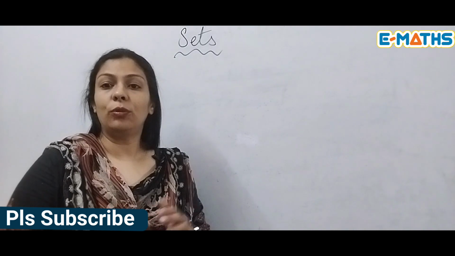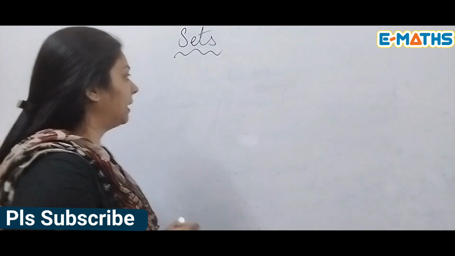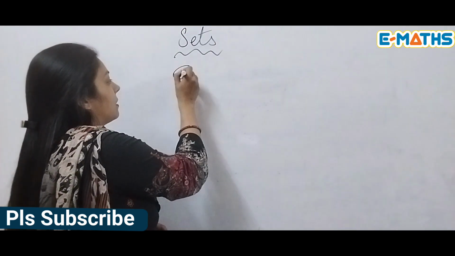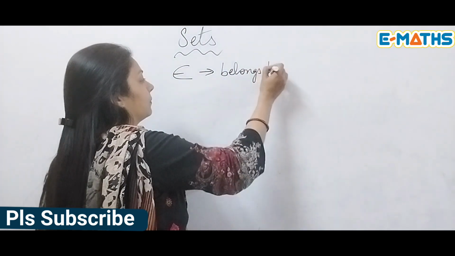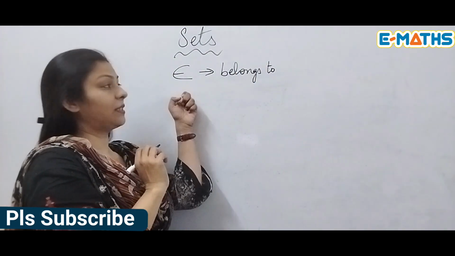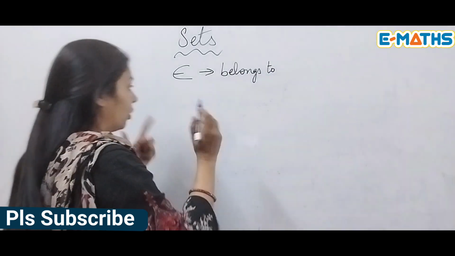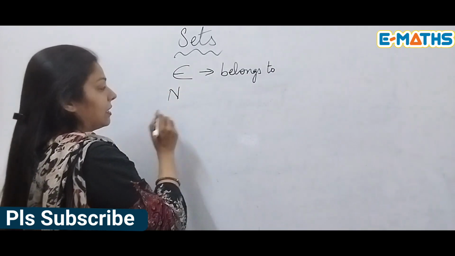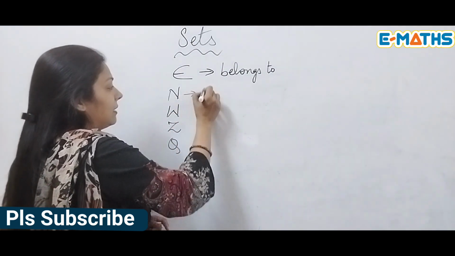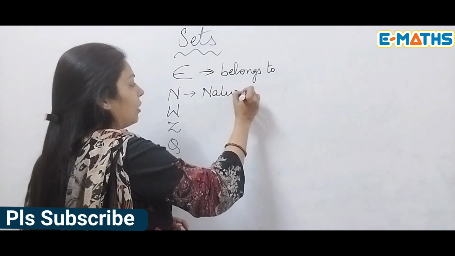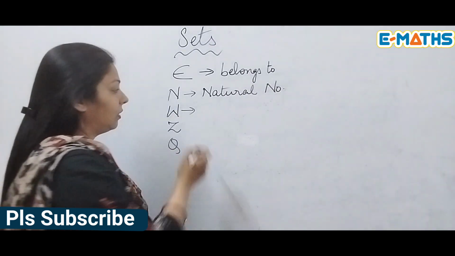Now coming to the various notations that we have in sets. This sign means belongs to. Wherever you see this sign, it means belongs to, and it can be a natural number. Also you will have some initials, like N, W, Z and Q. N stands for natural numbers, which I hope you all know. Natural numbers are the counting numbers which always start from 1.